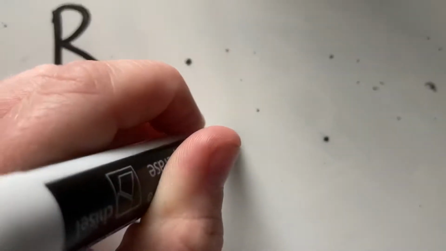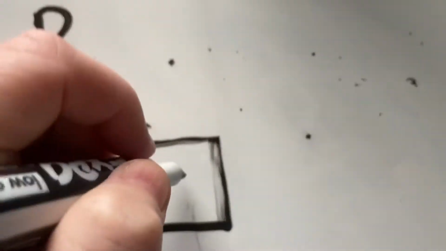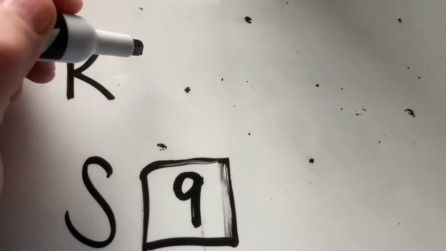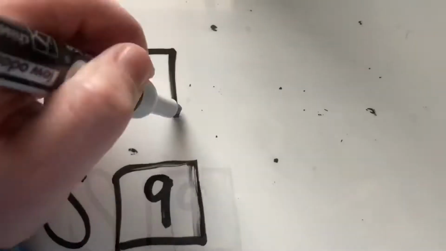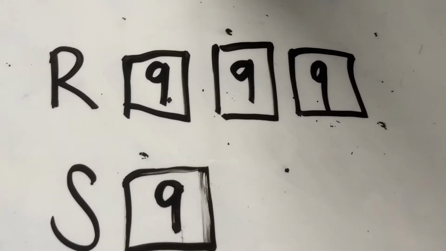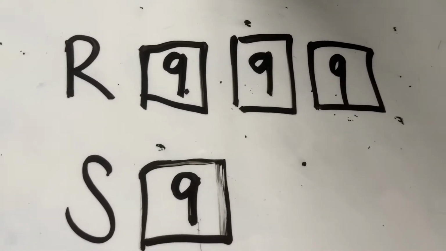To represent this as a model, I know that I will use an R for running and an S for stretching. I stretched for 9 minutes, and that's my smaller increment. So I'm gonna put that 9 in a block. I know I ran 3 times as many minutes running as I did stretching. So for my model, I'll draw 3 blocks of 9. This model visually represents the idea that I ran 3 times as many minutes as I did stretching.